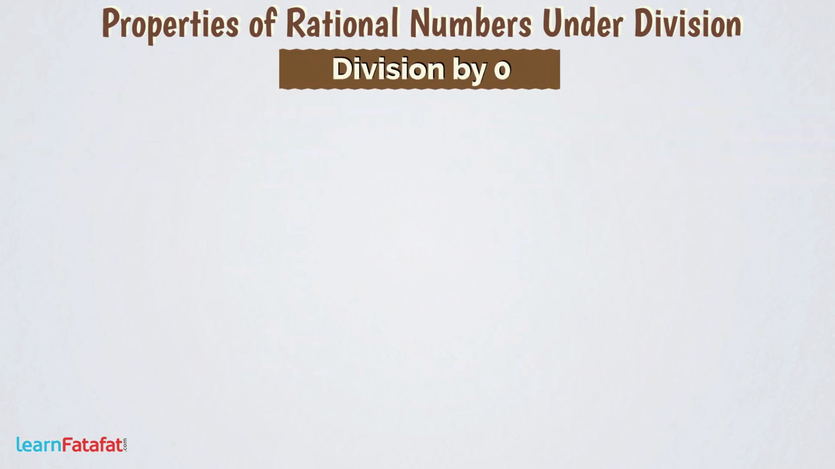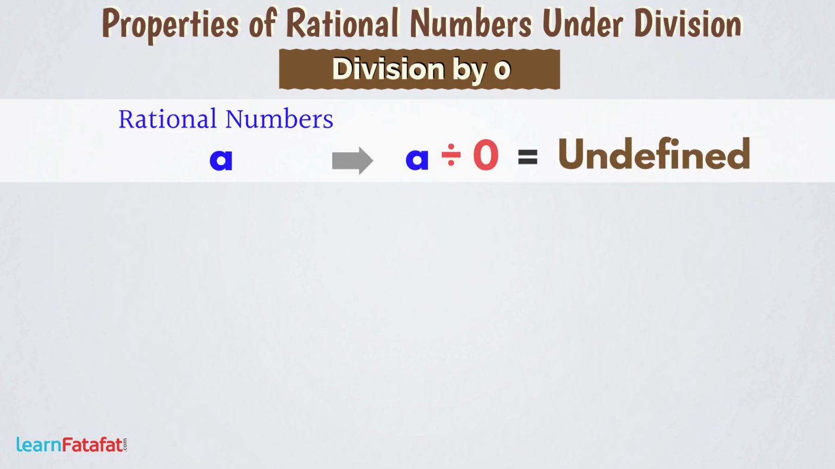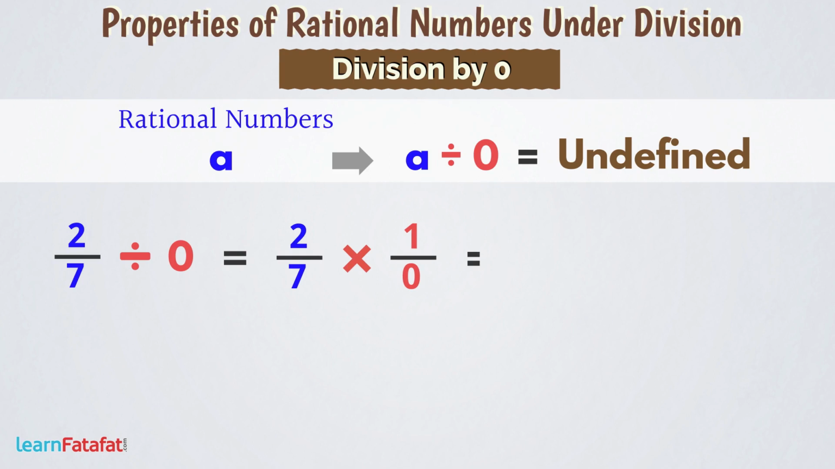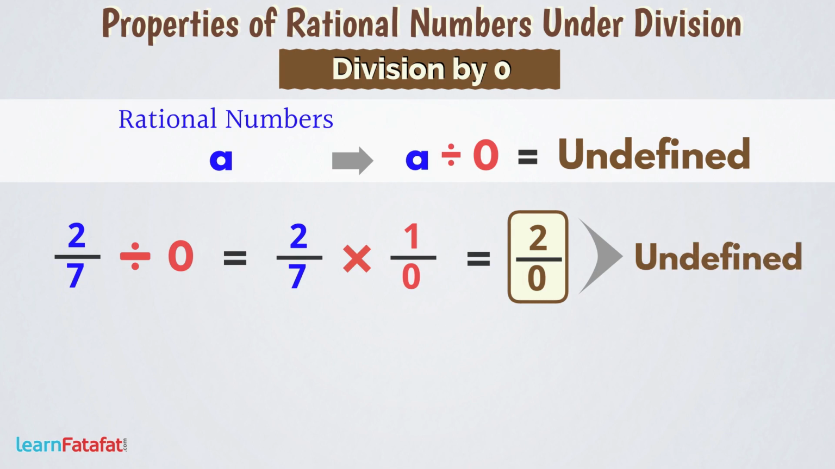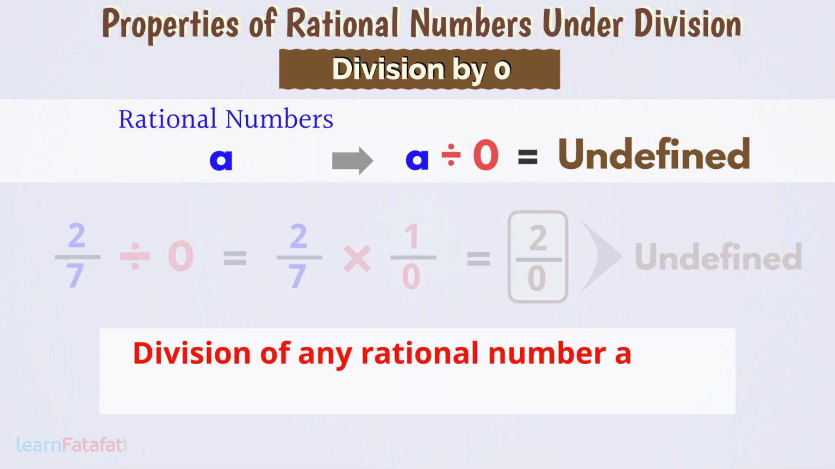Division by 0. The result of division of any rational number a by 0 remains undefined. 2 by 7 divided by 0 equals 2 by 7 into 1 by 0 equals 2 by 0. This number cannot be defined, so the result remains undefined. So, division of any rational number a by 0 remains undefined.